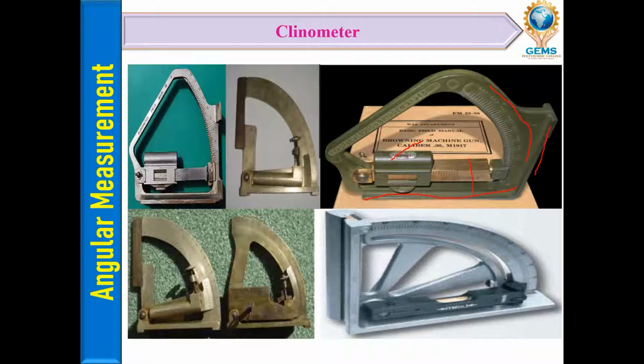These are the types. This is one type of clinometer and these are also types of clinometers. These are all types of clinometer. So clinometer means finding out the angle, how much it is from the surface, right? This is a clinometer.